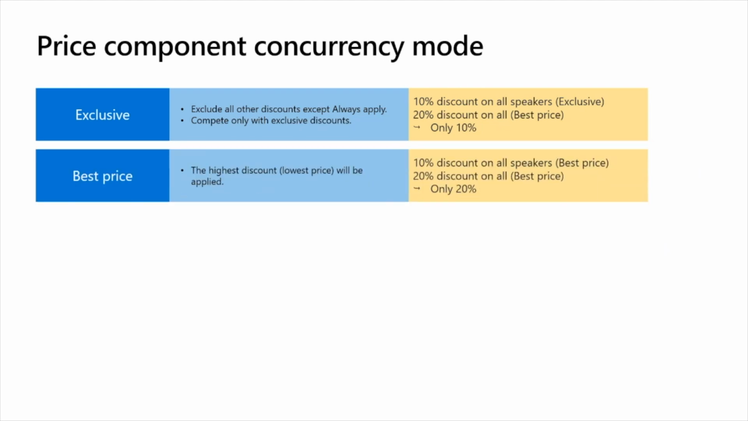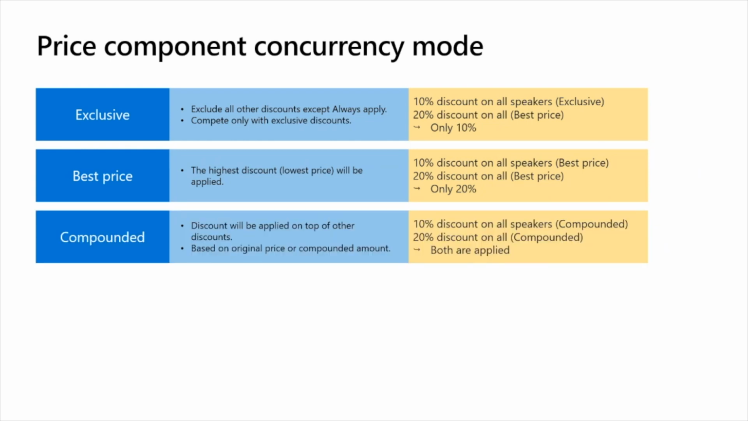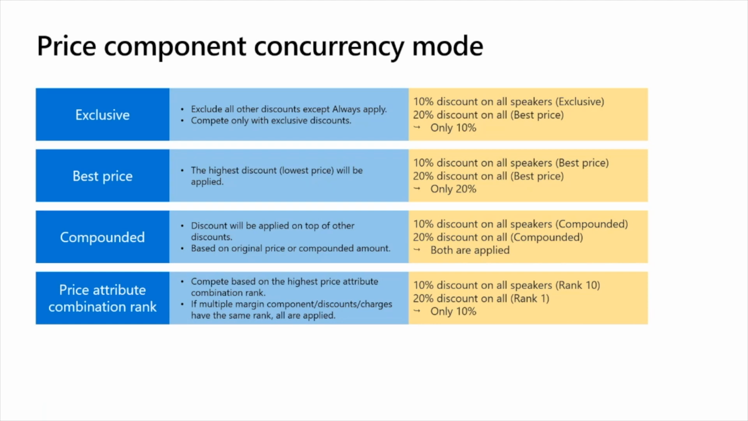Best price discounts will consider multiple discounts and ensure the best price is applied for the customer. Compounded discounts allow for multiple discounts to be combined. You can also define how the compounding applies, whether it is based on the original price or the already compounded amount.